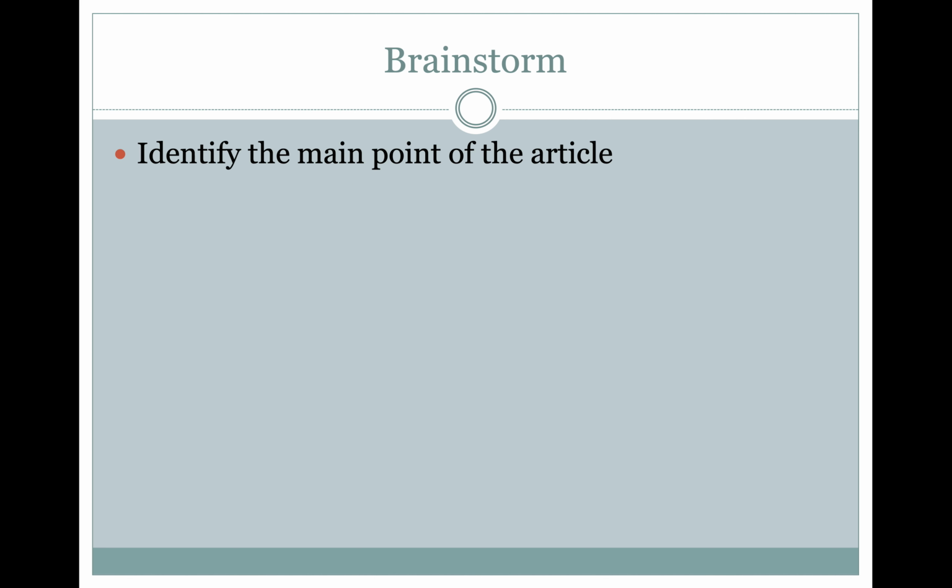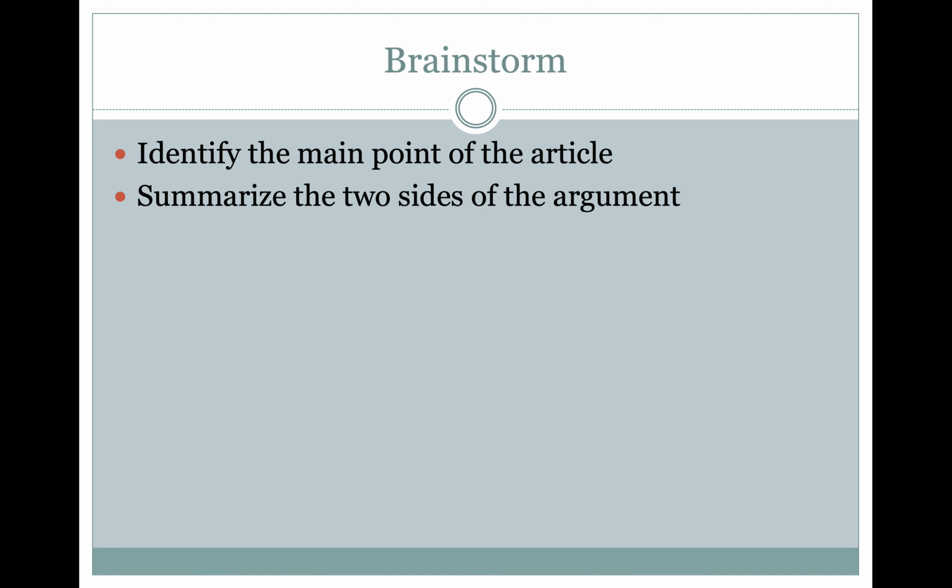And then you want to brainstorm, make sure you can identify the main point of the article. What's the argument? What is this person arguing? And you might be able to tell that from the title. So take a look at the title to begin with. Then summarize the two sides of the argument. So you want to be able to say, okay, here's what the author is saying. Here's the other side, just to show you understand what the argument is.